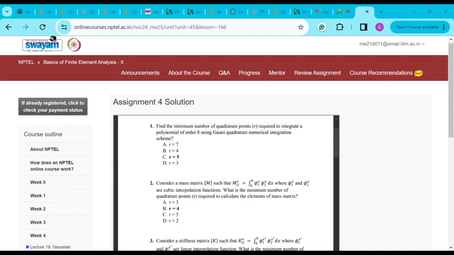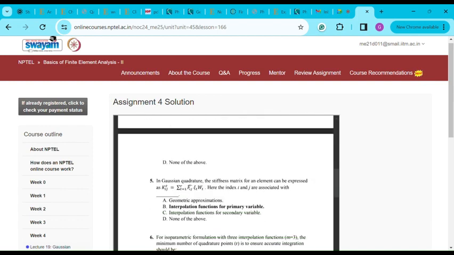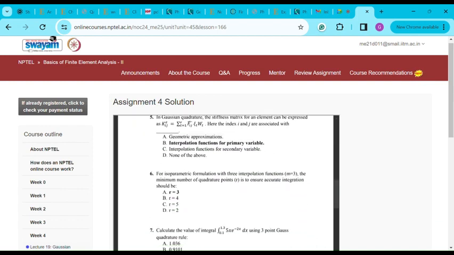Actually, they should give which integral. I don't think the question is proper, to be frank. They should mention which integral.